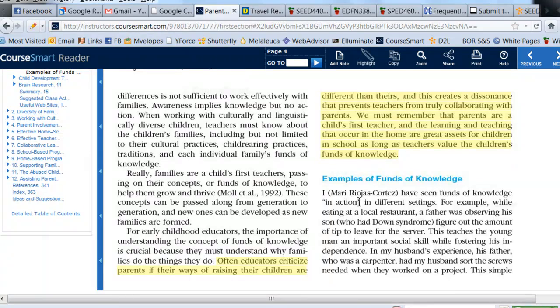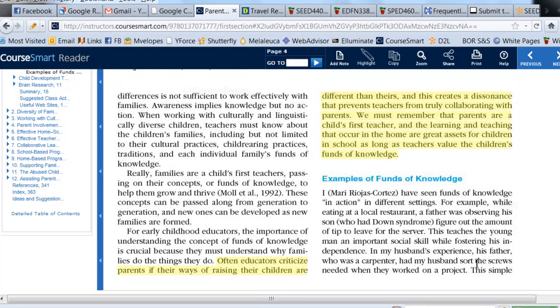It gets real interesting. And this is Rojas Cortez. She's talking about I, it's in first person. And this is added to this edition that wasn't there before. It says, funds of knowledge in action in different settings. For example, while eating in a local restaurant, a father was observing his son figure out the amount of tip, teaching the young man an important social skill while fostering independence.